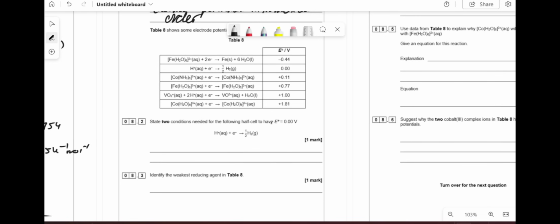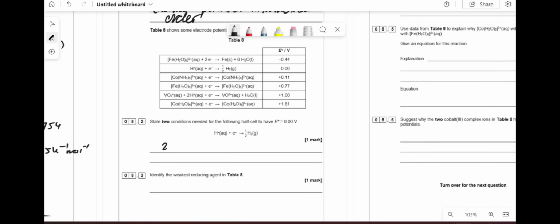State two conditions needed for this following half cell to have an EMF of 0 volts. So we've got H+ + e- goes to half H2. What this is trying to get at is that this is your standard electrode potential. When you've got a standard electrode potential, you're comparing whatever you're testing against the hydrogen electrode potential. So we work on the assumption that this EMF is 0, and the only time that's ever valid is when you have it in standard conditions.